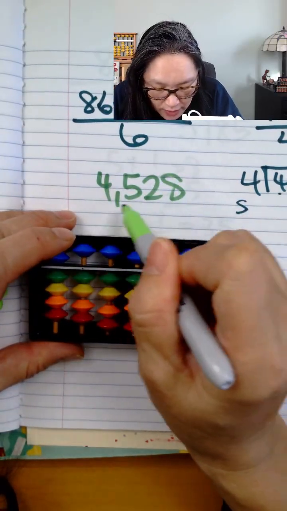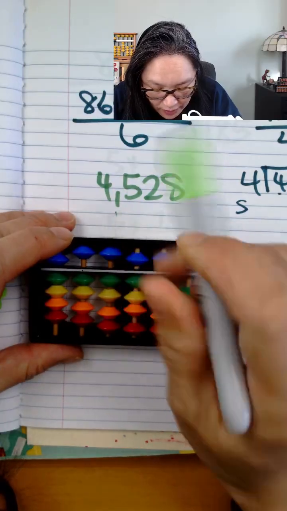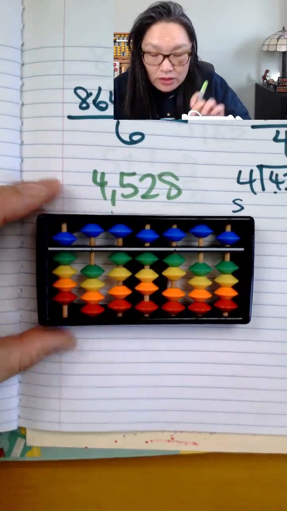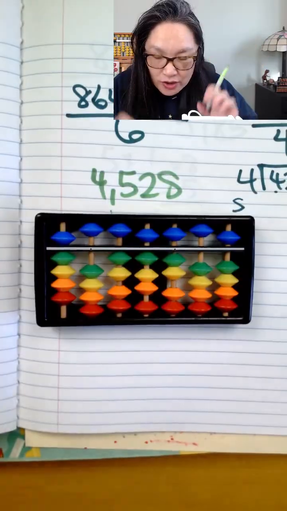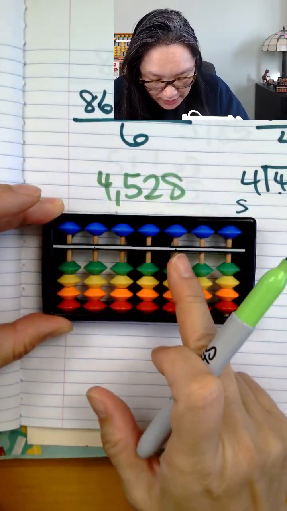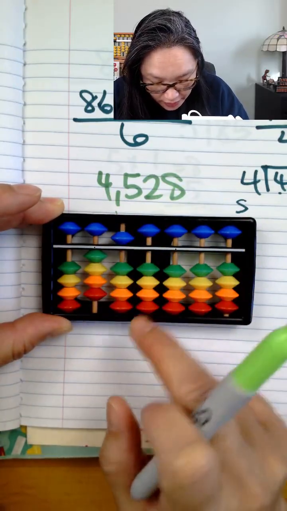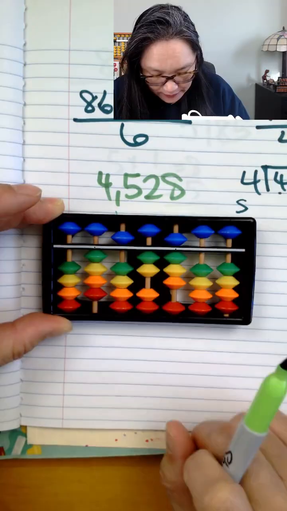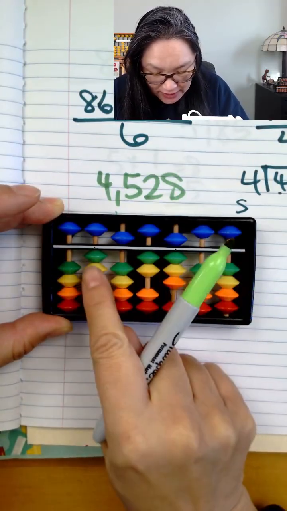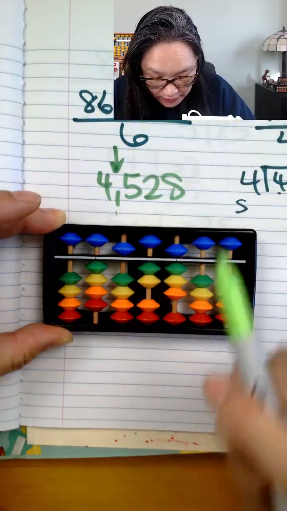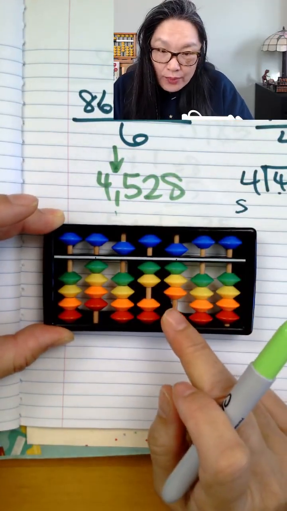Okay, so remember there's a comma here. That's what the dot is for. Okay, so what does that look like? I have 4,528. So notice my dots kind of line up to the way we write. So now, what happens to these ones?